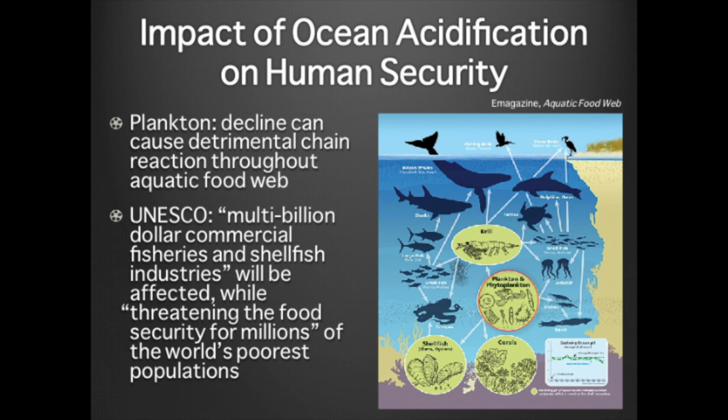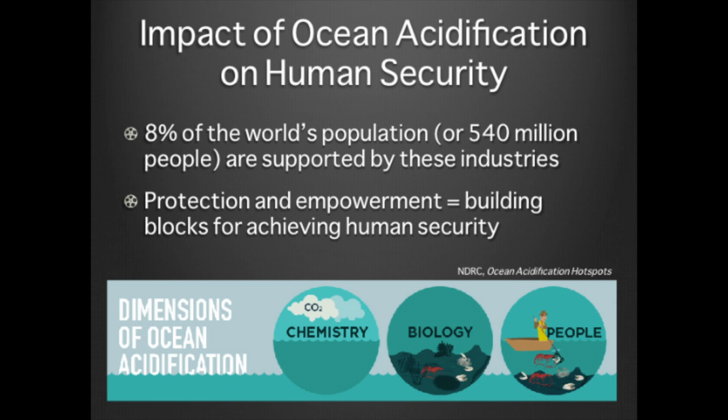In turn, multi-billion-dollar commercial fisheries and shellfish industries will be affected, while threatening the food security for millions of the world's poorest populations. About 8% of the world's population is supported by these industries and would have their livelihoods seriously threatened. This is why at the heart of any human security policy framework, the UN states that protection and empowerment of people are critical to achieving the goal of human security.